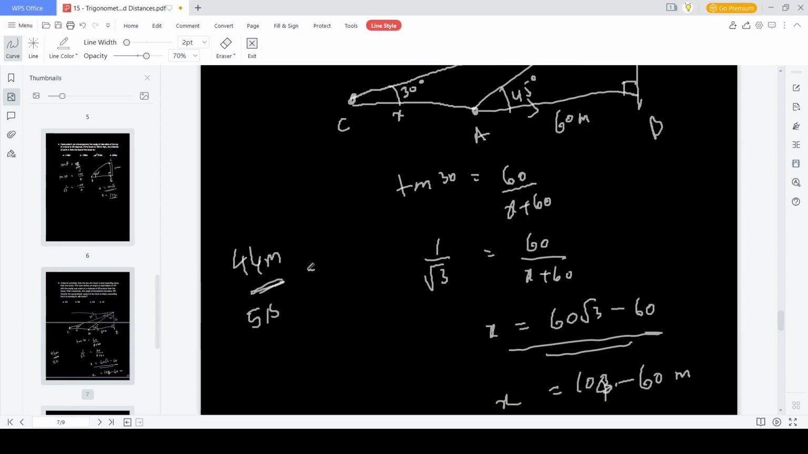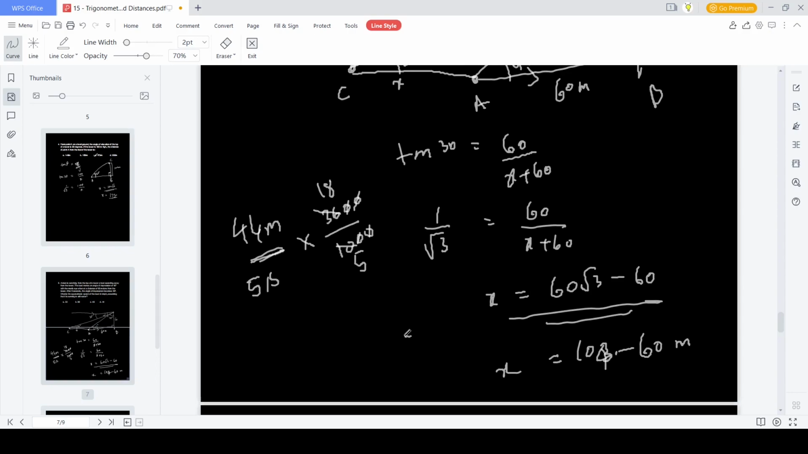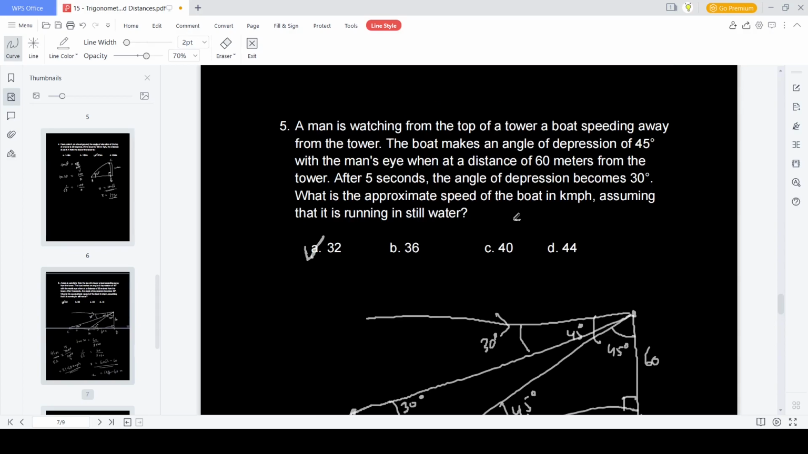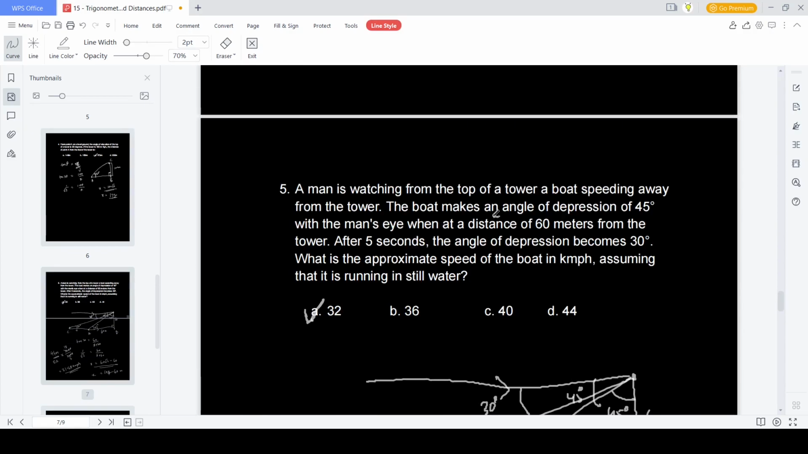To convert this into kilometers per hour, I have to multiply by 1000 and divide by 3600. So that will be 18 by 5, if you don't remember that from that video. Now we have to simplify. So this is around 31.68 kilometers per hour. So 32 we can assume, that's the closest. So the speed is 32 kilometers per hour.